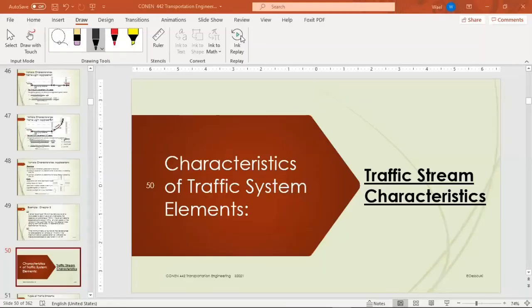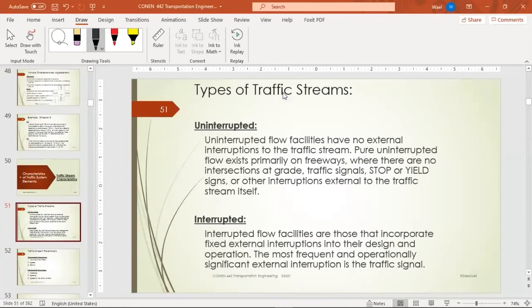Let's go back now to traffic stream characteristics. And we discussed last lecture the main issues here. Basically, we have two classes of traffic stream. We have uninterrupted and we have interrupted.